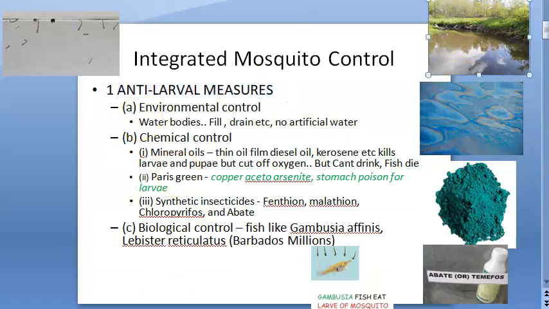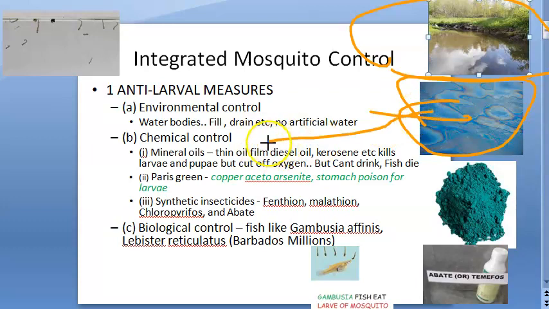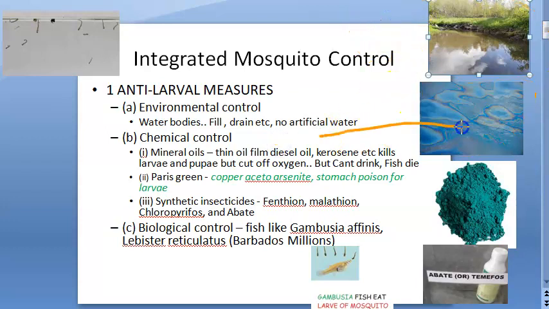So what all you have here, look at this, land, water you will fill, etc. We told you, right, you will fill, drain, etc. Then here this is oil, chemical control. There are three things. Oil, that is mineral oil you can put, like kerosene, diesel oil, etc. So that it will form a film and they will not get oxygen and all the larva and pupa can die, right? But this will also kill fish and you can't drink this water.